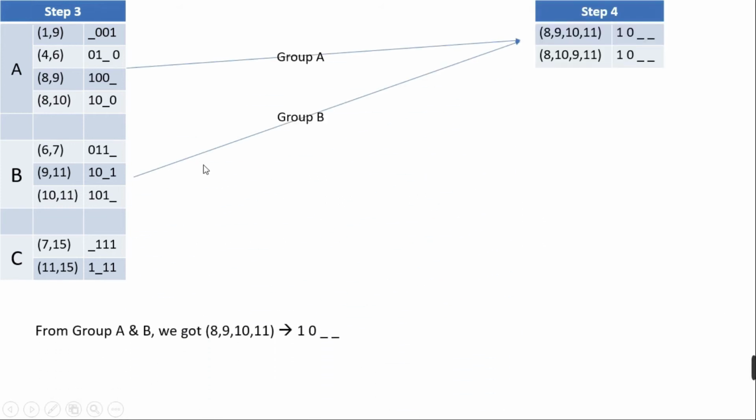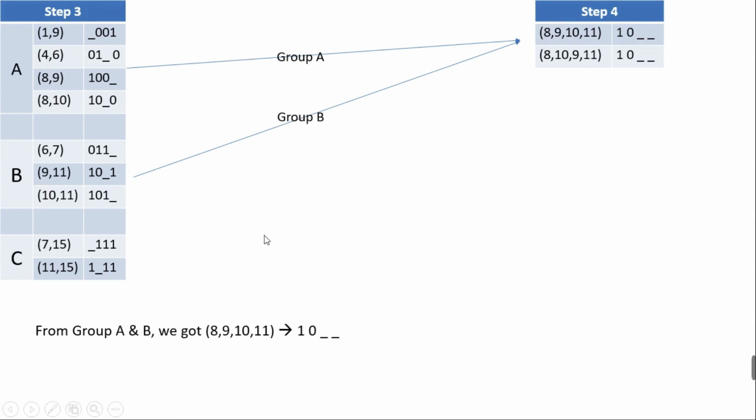Once we're done with the comparison of group A and B, I mean when we're done comparing all the main terms of group A with all the main terms of group B, we're going to be getting only these pairs into step 4. So from group A and B, we're going to be getting these numbers into step 4.